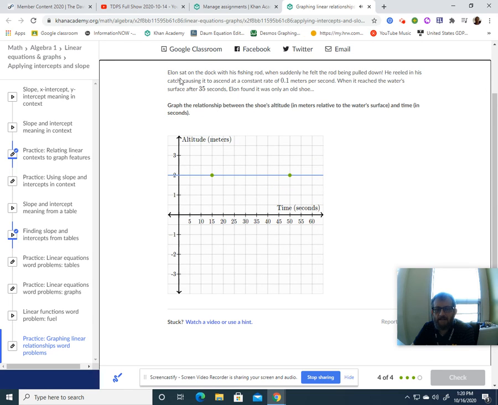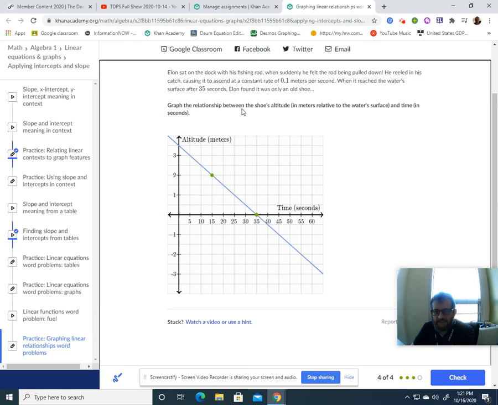And lastly, Elon sat on the dock with his fishing rod when suddenly he felt the rod being pulled down. He reeled in his catch, causing it to ascend at a constant rate of 0.1 meters per second. When it reached the water's surface after 35 seconds, Elon found it was only a shoe. Okay, so this one they didn't tell me where it started. They told me that after 35 seconds, I was at the surface.